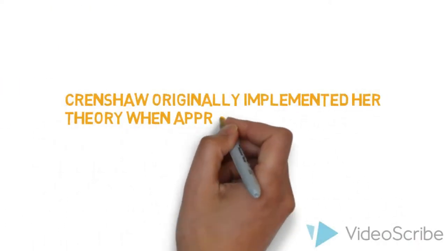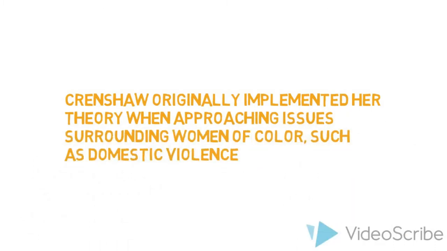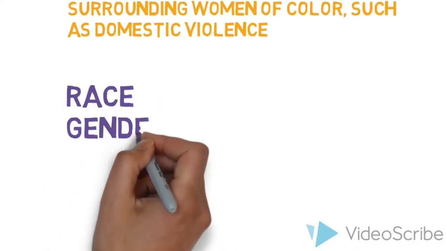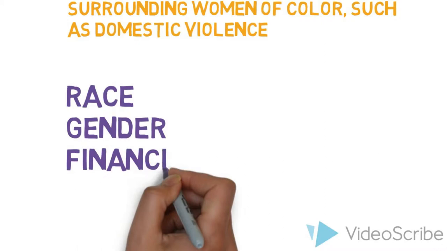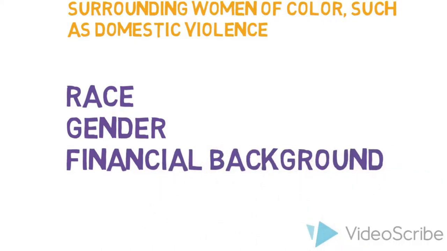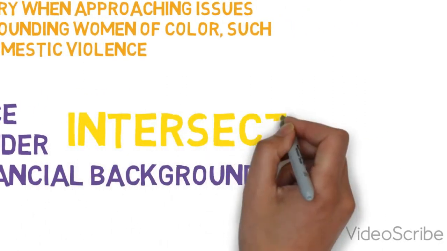Crenshaw originally implemented her theory when approaching issues surrounding women of color, such as domestic violence, issues that deal with race, gender, and financial background. She started to see overlaps between these ideas, overlaps that she went on to call intersections.